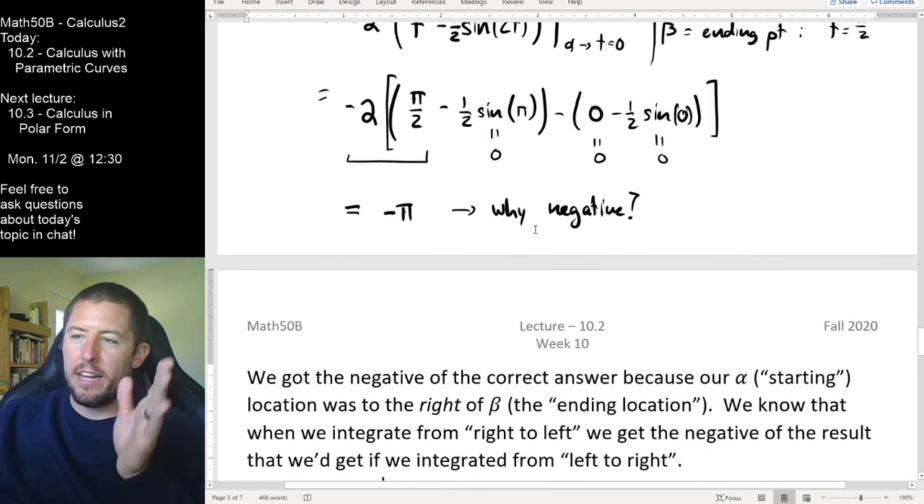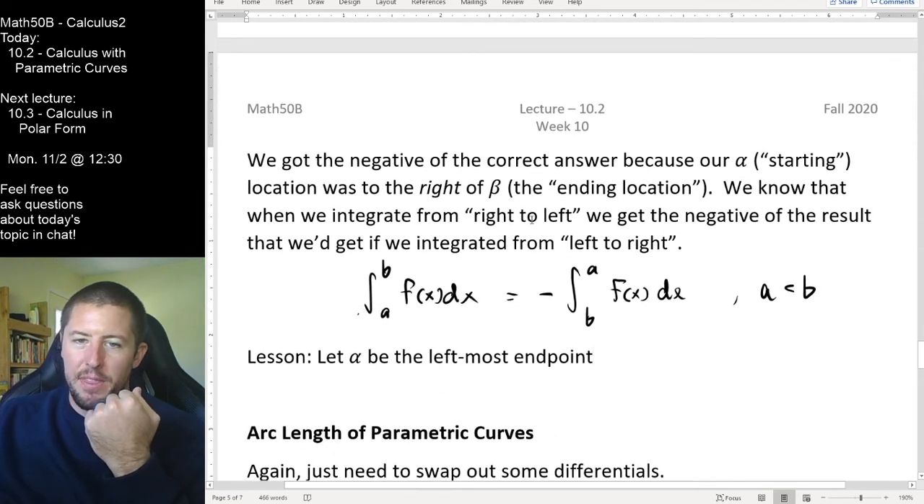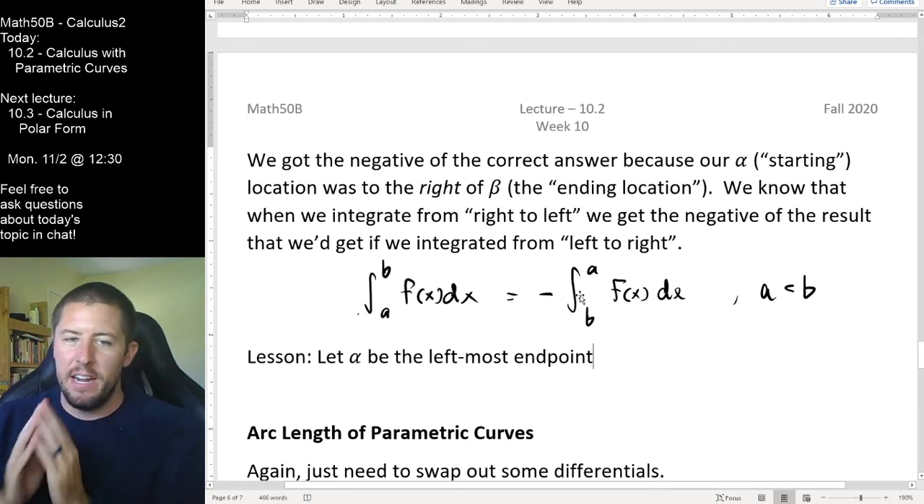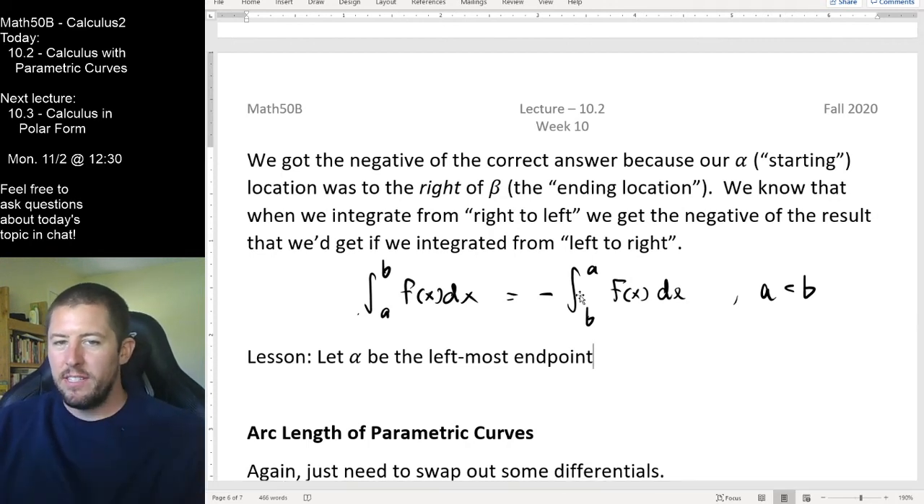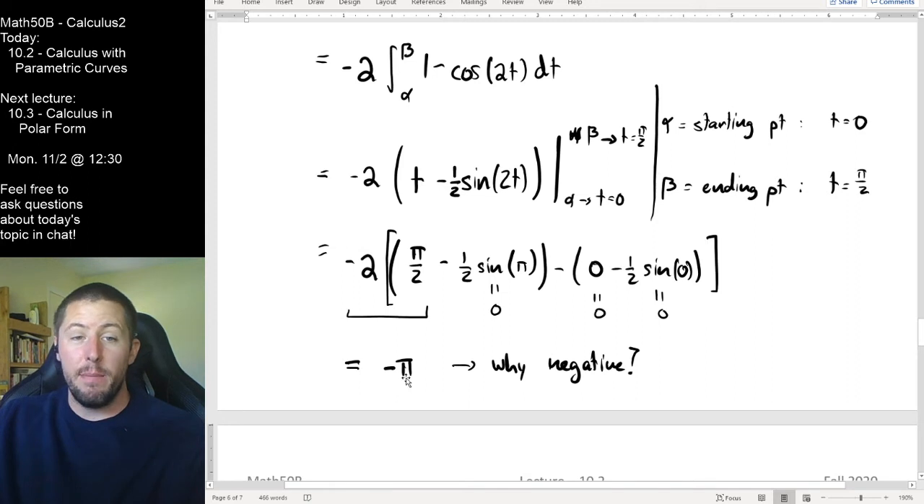And anyway, I'm not going to go back and redo this. I'm just saying we got the negative of the correct answer, but that's just because we accidentally integrated from right to left instead of from left to right. So it's just a thing to be aware of. And I could even go so far as to say, even if on a test question you got to exactly this and then said to me, oops, I know that the answer should have been positive.